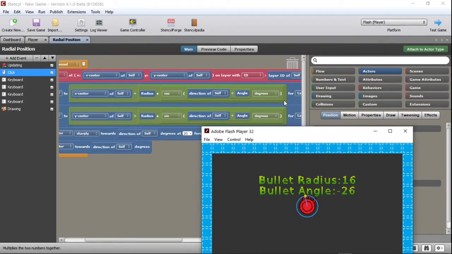On the Y position, it is exactly the same aside from two notable changes. It uses Y center of self, and it uses the sine function. Angle and radius must be the same values in both cases.